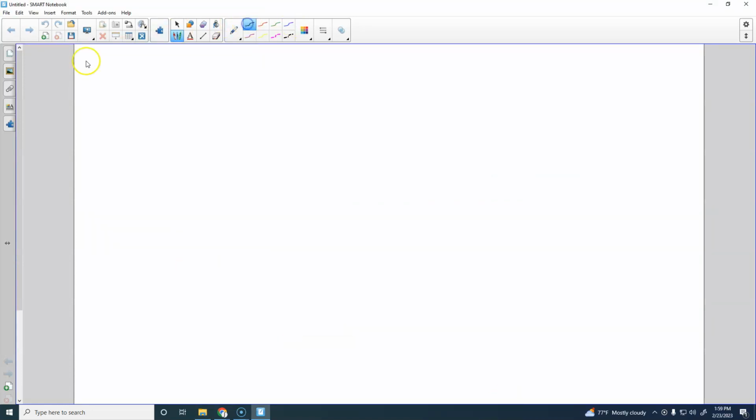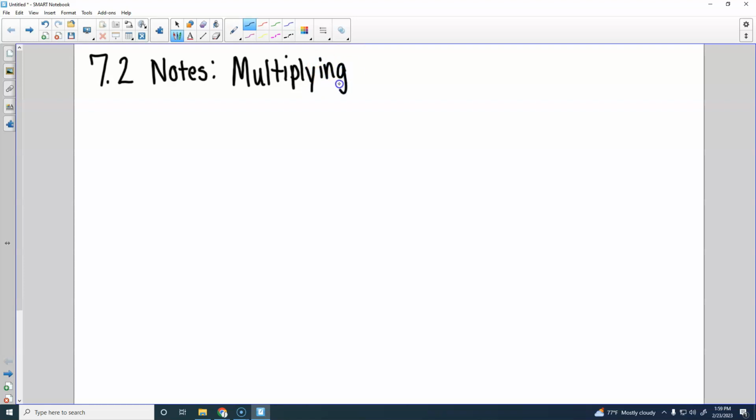So this is 7.2 notes. And we are multiplying polynomials.